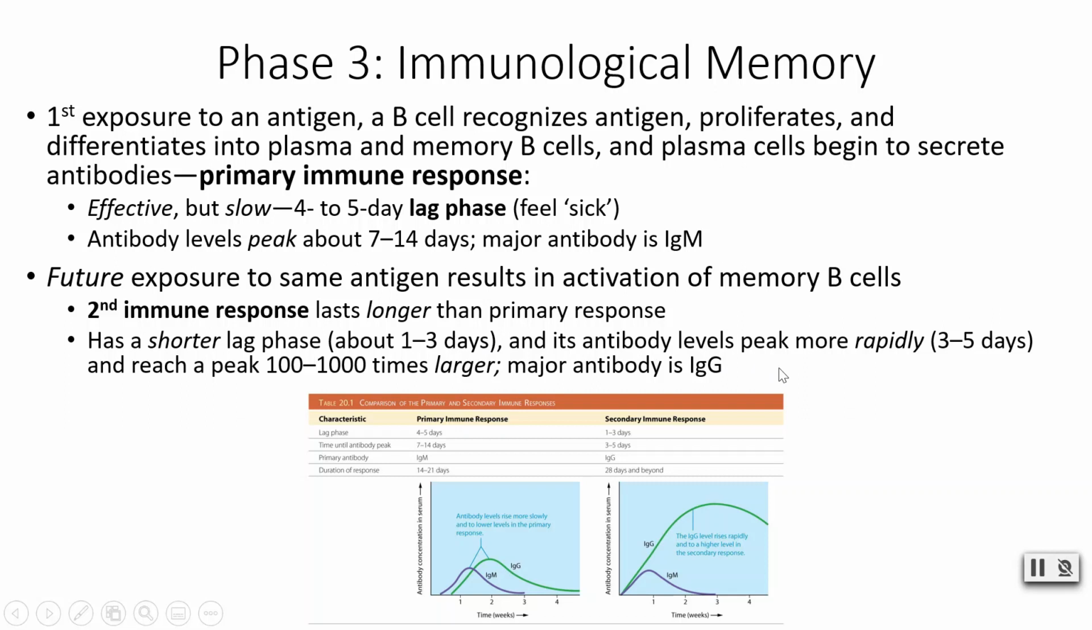Your antibody levels peak faster, so we're cranking out antibodies left and right. Now we're going to peak it somewhere between 3 to 5 days instead of 7 to 14, so that's a good bit different. And our peak is much higher, anywhere between 100 and 1,000 times higher, so we're cranking out tons of antibodies this time. Okay. And the antibody we're cranking out is also a little bit different. Now we're cranking out a bunch of IgG instead of IgM.